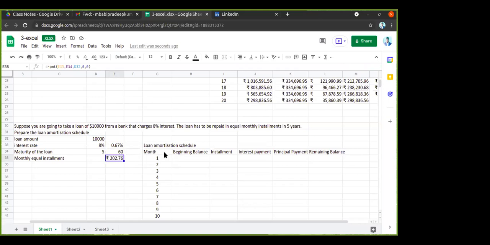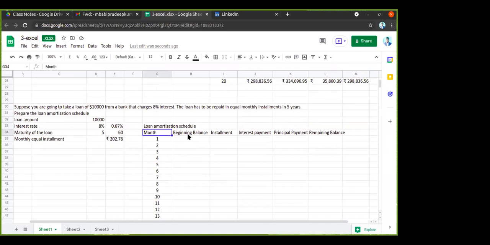In the loan amortization schedule, the maturity of the loan is 60 months. We will take those months of 60, and the beginning balance will be the loan amount of 10,000. The installment is the monthly equal installment, which will be the same for all the periods of 60 months, so we can fix it with the dollar signs.